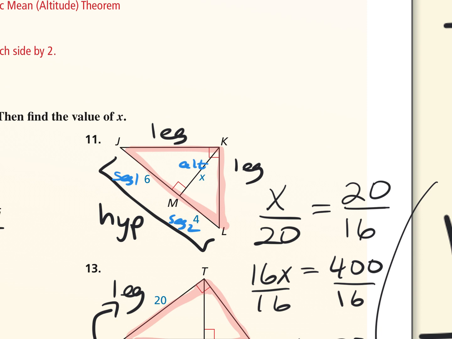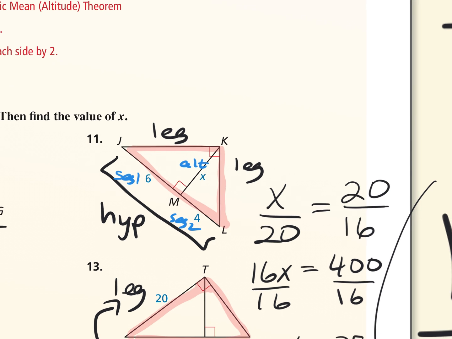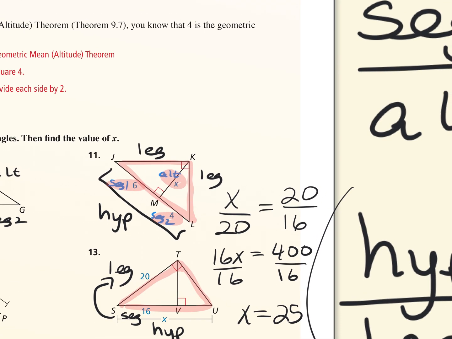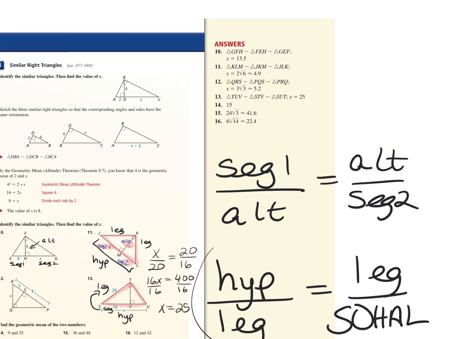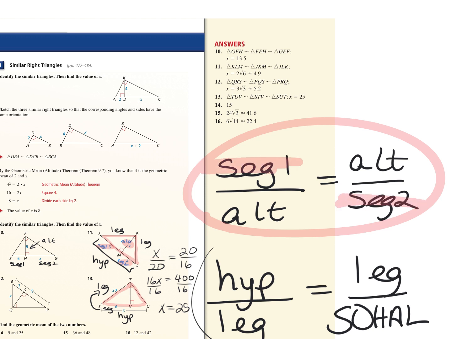So as soon as I see that what I've got numbers on are the segments, and I'm looking for the altitude, that's going to be a clue that I use this one. Because I have this, and this is what I'm looking for.